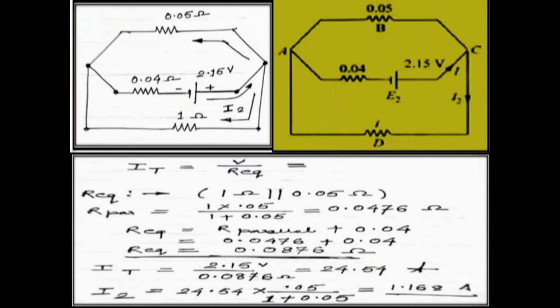You can see over here, in the second circuit we have considered this voltage, 2.15 volt, and the other voltage source has been replaced with its internal resistance, which is 0 ohm, and that is the short circuit. So you can see here now again this battery will send the current in this circuit, in the 0.05 ohm branch, and I2 will flow in this branch of 1 ohm.